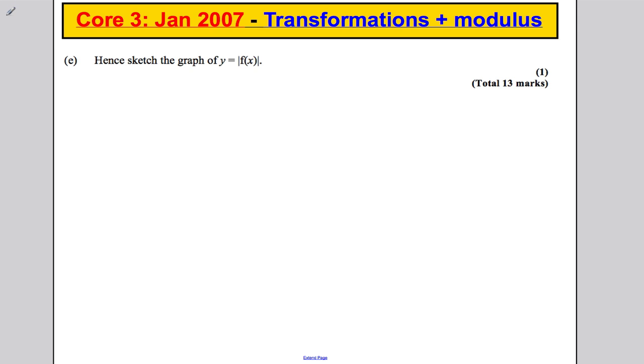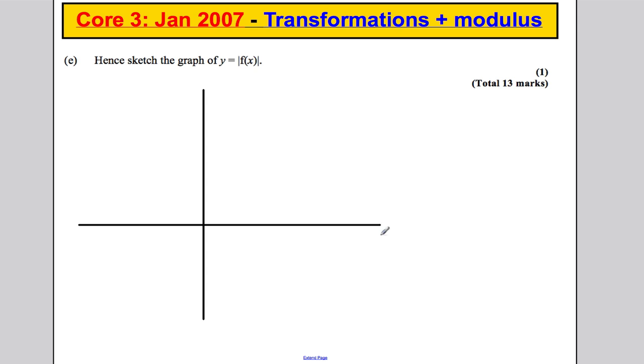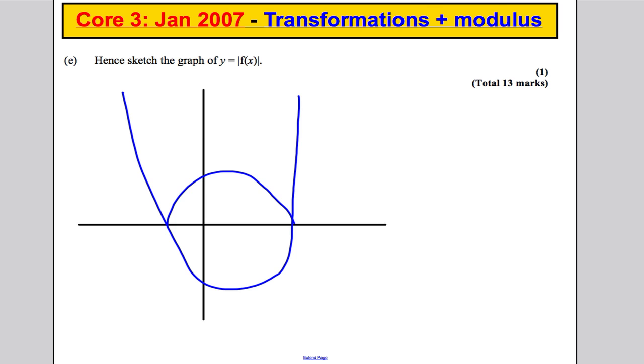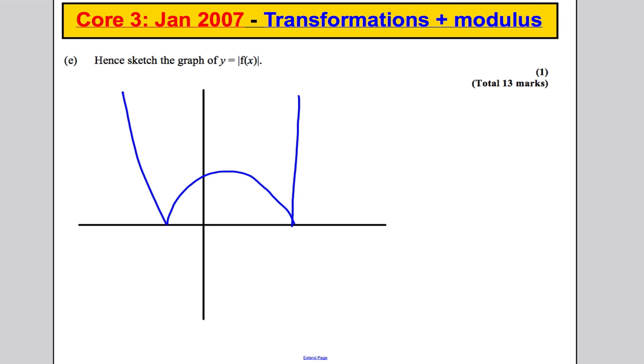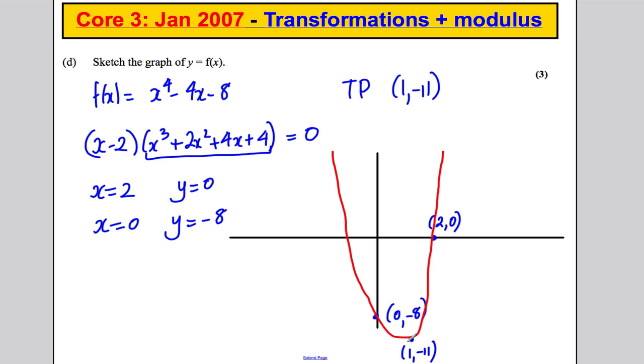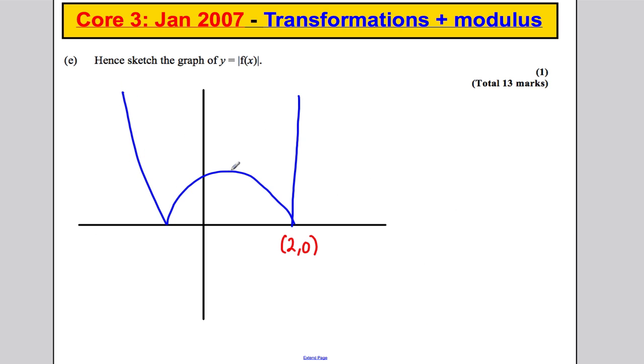Last part, hence sketch the graph of the modulus of f of x. Well, if we had our graph of f of x, we had it on the previous page, the modulus of it would just be this part reflected here. So I'm going to rub those points out and I'm going to label in the key points here. This point here would be 2, 0. This point here was 1, negative 11, so this point here would be 1, positive 11.